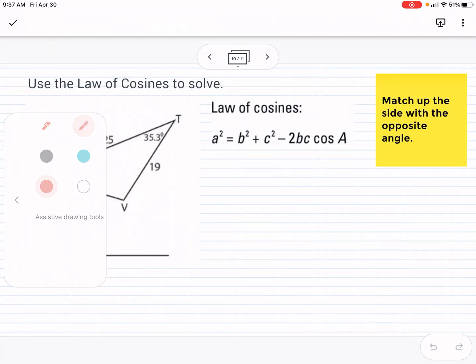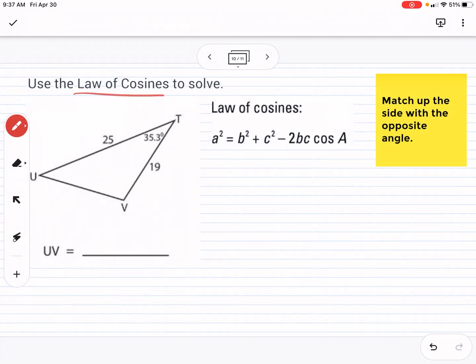For this next problem, we're going to use law of cosines instead. When you're using law of cosines, your main letter that you're using is A. You're using little a to represent the side, or the main side that you're using, and big A to represent the angle. So here they want us to find UV. So that would be my little a. That's across from 35.3. So that's going to be my big A.